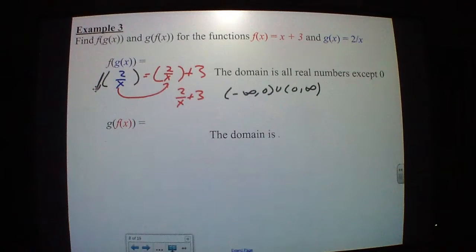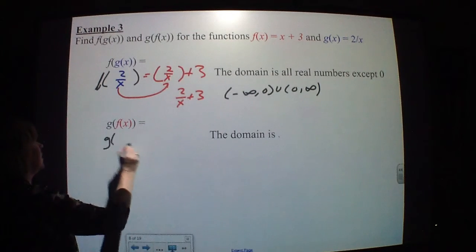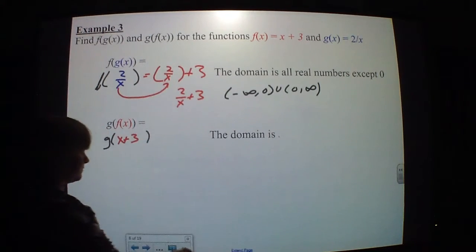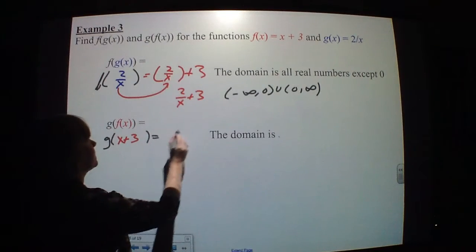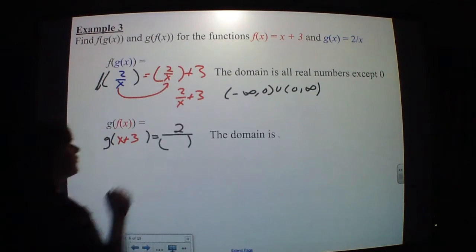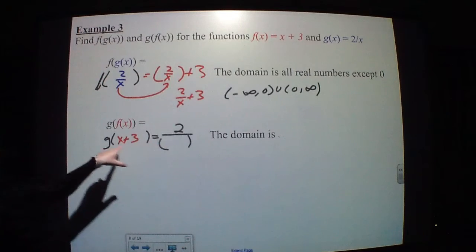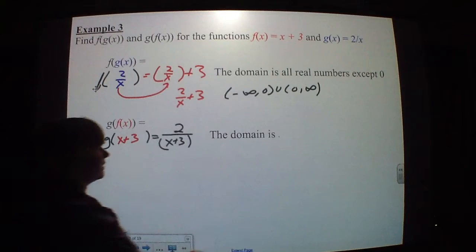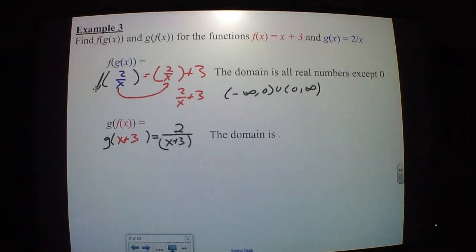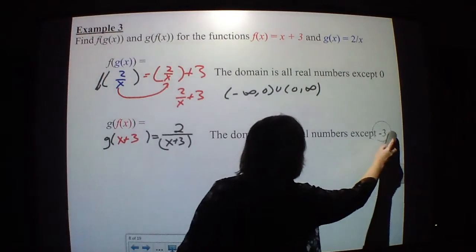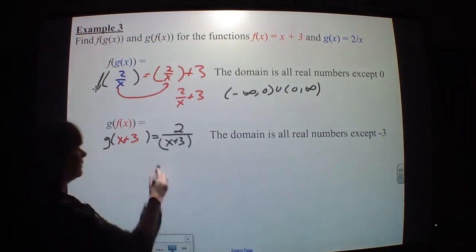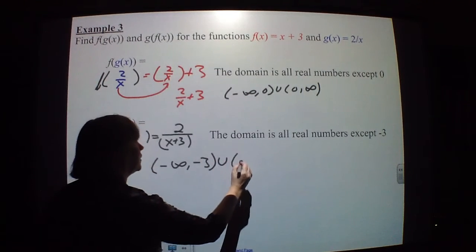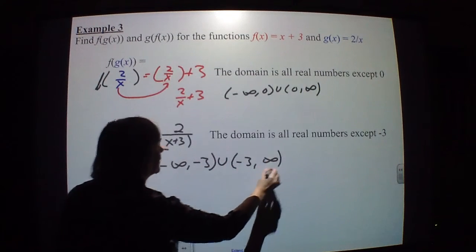And g of f of x is g of, f of x is x plus 3. My g function is 2 over x. But I don't have x, I have x plus 3. Now, a different domain. The domain, all real numbers except negative 3. So negative infinity to negative 3, union negative 3 to positive infinity.